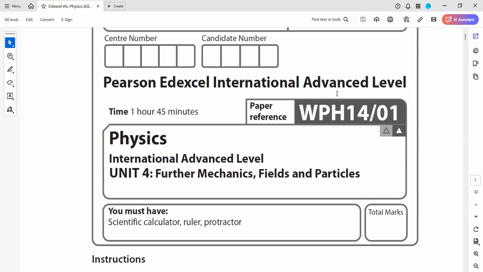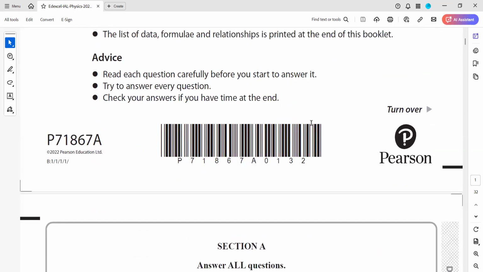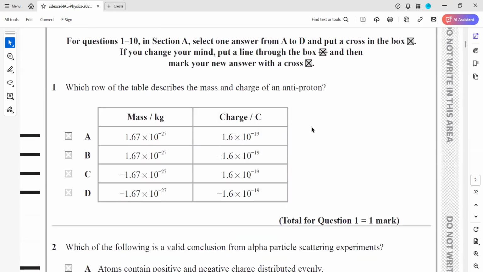So this is October 20, 2022, paper 4. The first one: which row of the table describes the mass and the charge of an antiproton?